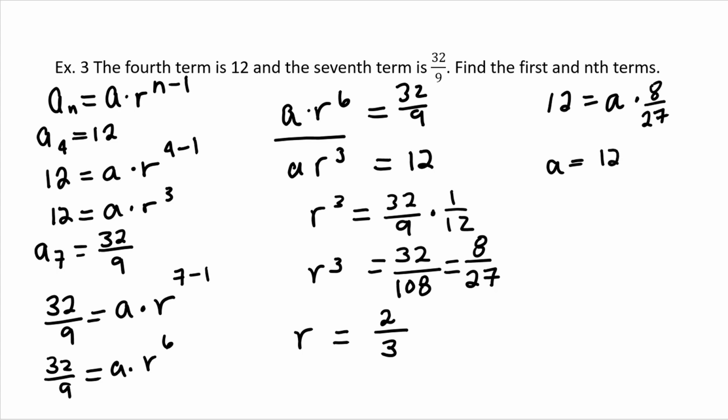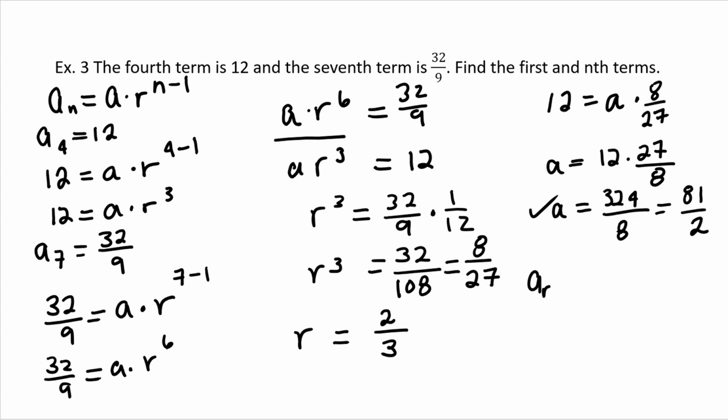Let's solve for a. A is going to be 12 times 27/8. Multiply across, I get 324 divided by 8. Reduce some of the terms, and I get 81/2. Now we can write the nth term. So note, we got a, that was the first term, and for the nth term, we need to fit the formula, so we're going to have 81/2 times, the common ratio is 2/3, to the power of n minus 1.